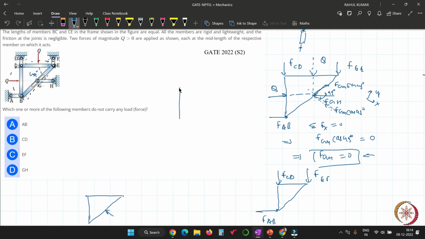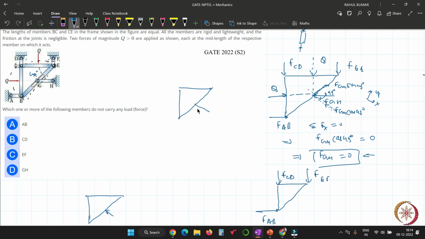Actually, if you try to draw the FBD in general, suppose you want to draw the FBD, what will you do? Suppose I am not assuming that this is a link. So what will you do? You will do like this.